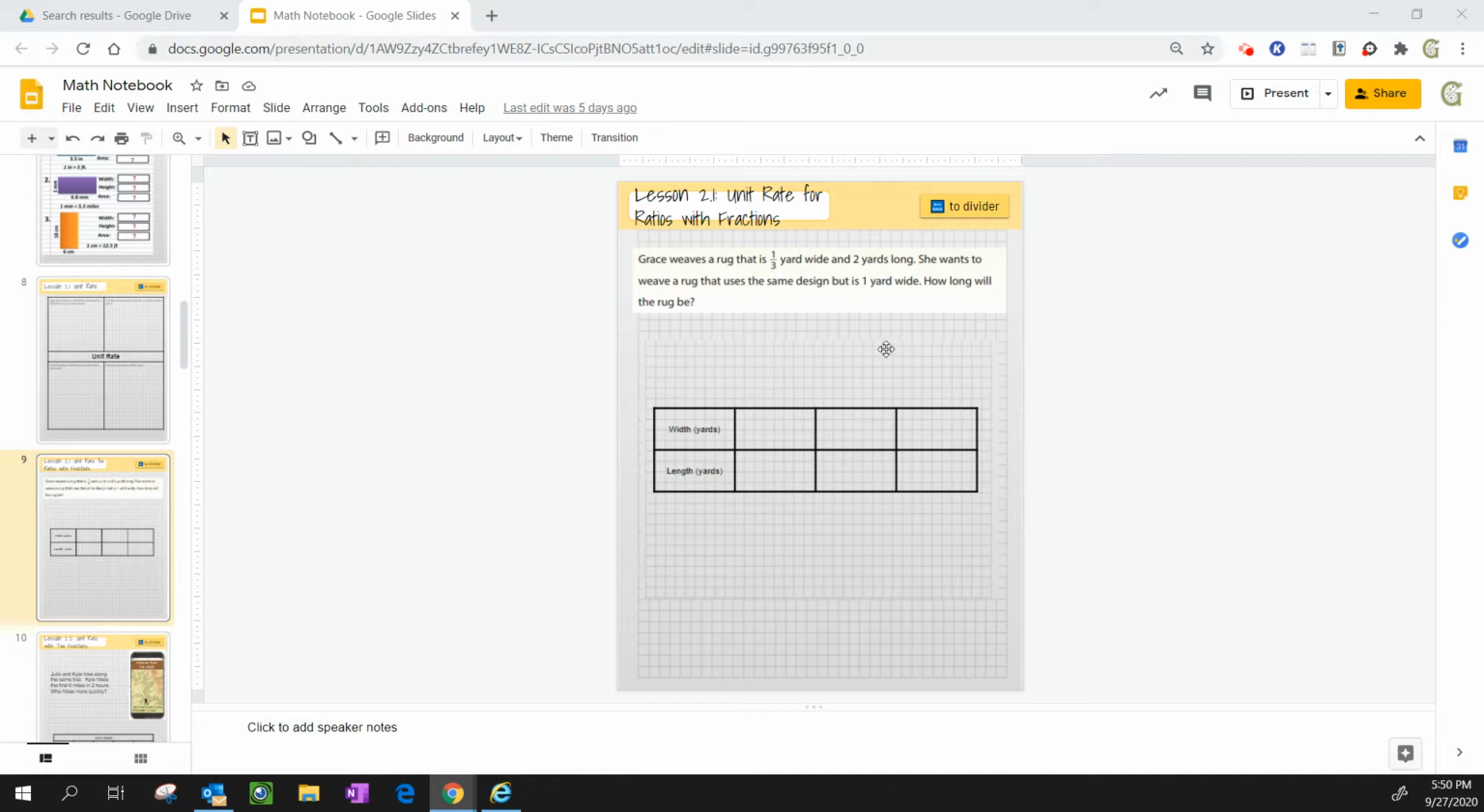So for this problem, it says Grace weaves a rug that is 1/3 yard wide and 2 yards long. She wants to weave a rug that uses the same design but is 1 yard wide. How long will the rug be? This problem has a visual to help us see what's going to happen. It has a table, which is one strategy you can use when finding unit rates with fractions. Remember, you can use your calculator. If you don't have it right now, pause this and go get it.